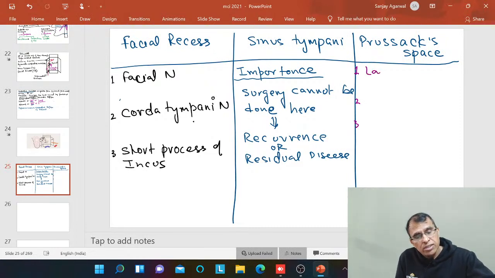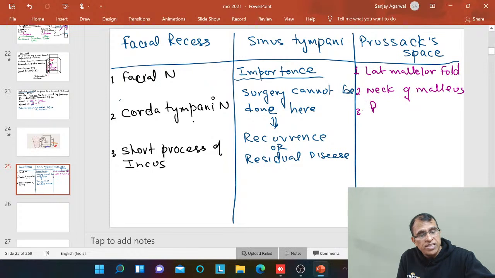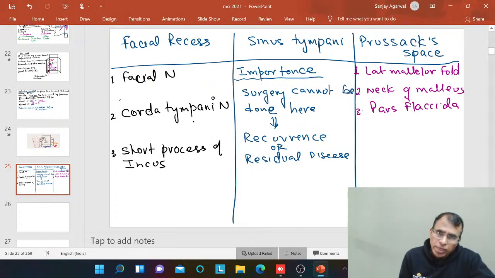So, three boundaries again in prosaic space. One boundary is the lateral malleolar fold. Second boundary is the neck of malleus. And third boundary is pars flaccida. And you know pars flaccida is a part of the tympanic membrane. So if somebody says tympanic membrane, it is okay, because pars flaccida is a part of tympanic membrane. So three boundaries: lateral malleolar fold, neck of malleus, and pars flaccida.